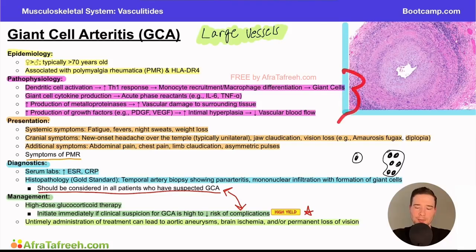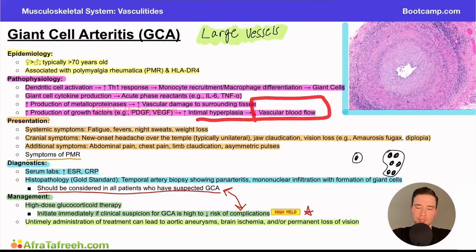Pathophysiology here, again, we went into some details, but the key thing I want you to take is the body has a reaction that leads to vascular damage, excessive growth, and ultimately intimal hyperplasia, decreasing vascular blood flow. This is the idea here. We're causing ischemic episodes because of inflammation to the vessels.